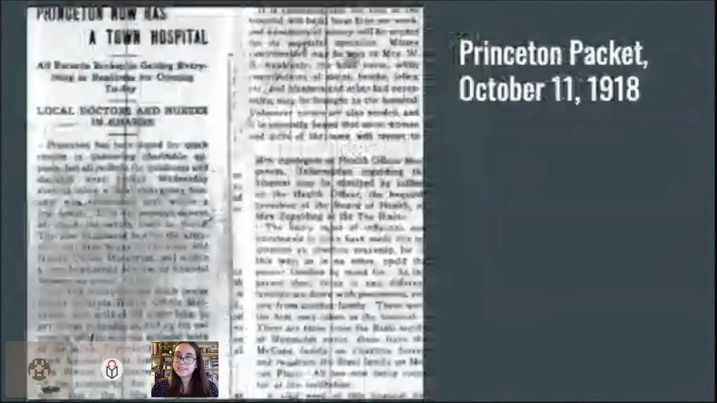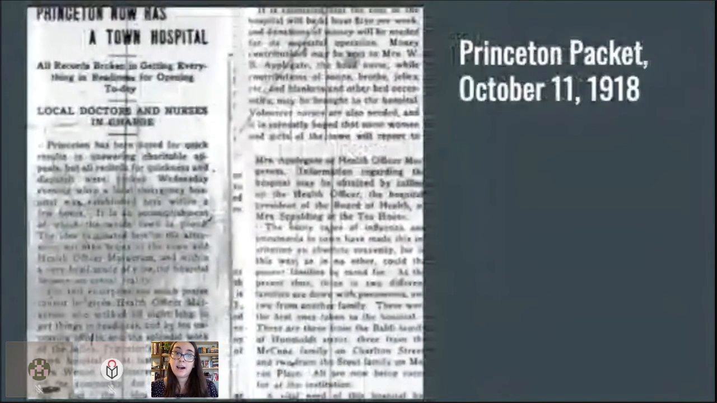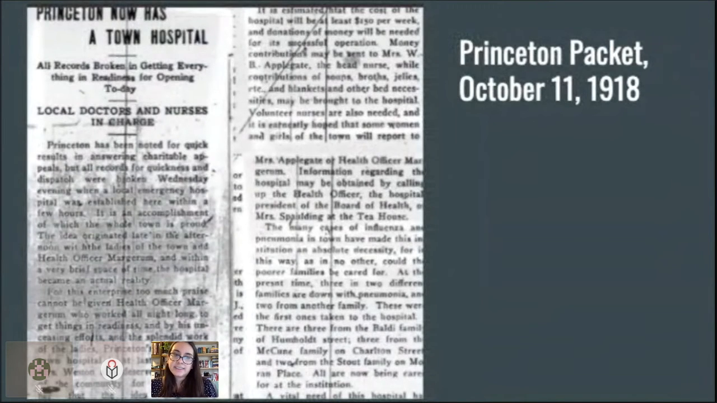So all of this led to the creation of an emergency town hospital for Princeton. Cases in Princeton that required hospitalization were first sent to Trenton, and after a few days, the Trenton hospitals had no space to receive cases from Princeton because they had too many cases of their own. So this October 11th, 1918 article from the Princeton Packet announced the immediate creation of a town hospital that they threw together super quickly to serve those sick in town.